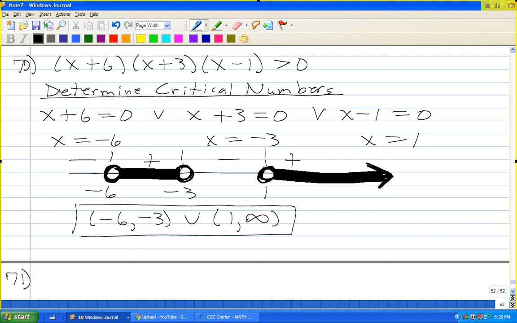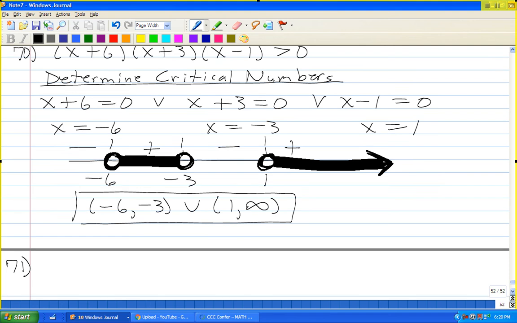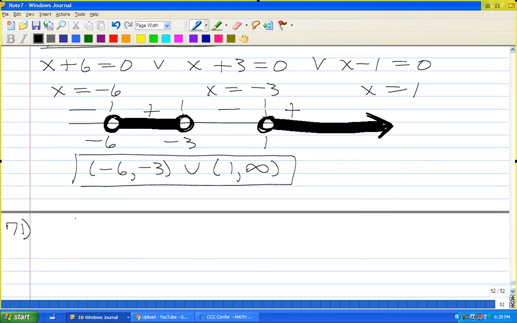Okay. Let me do problem number 71. A rocket is launched from the top of a cliff that is 112 feet high with an initial velocity of 336 feet per second. The height h of t of the rocket after t seconds is given by the equation h of t equals -16t squared plus 336t plus 112.